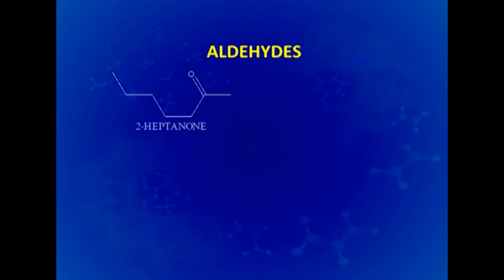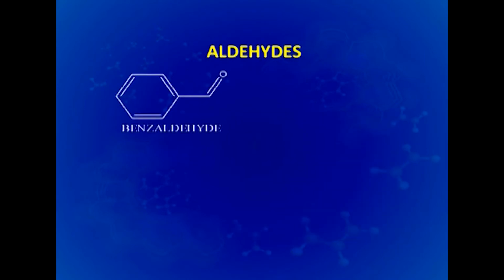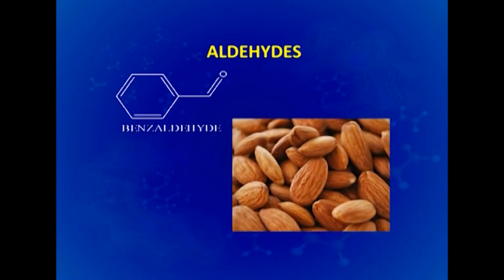And the next one is 2-heptanone. It is also known as blue cheese. Usually we are using it in pastas as well as pizzas. And the most important as well as healthy compound is benzaldehyde, that is isolated from almonds. These are the dry fruits which we normally use for health purposes.